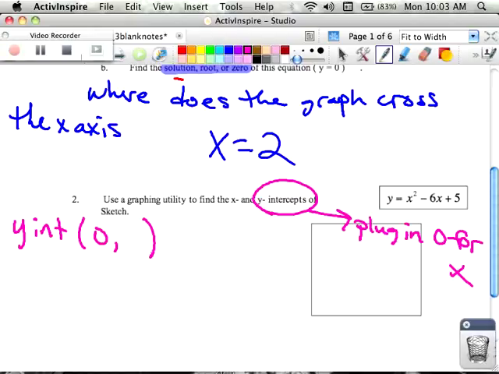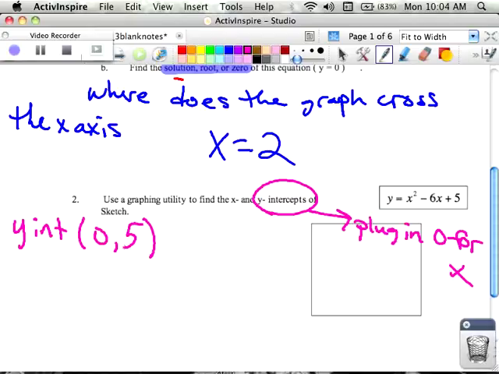So look over the equation. Stop writing for a second and take a look. I have y equals blah, blah, blah. If I'm sticking a 0 in for x, gone and gone, the y-intercept is 5. Do not use your calculator for that. That would be ridiculous.